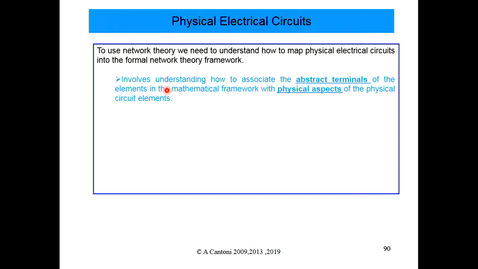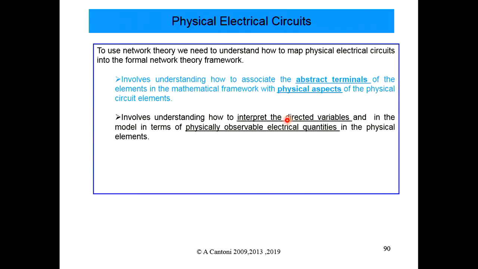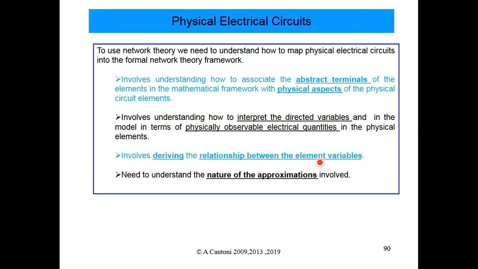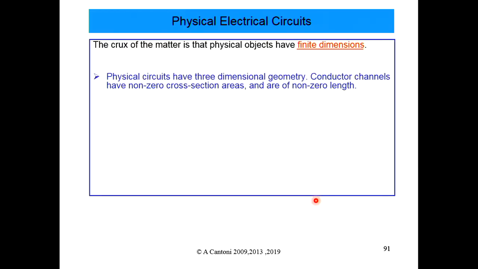So if we're going to use network theory to model things, we just have to check if we can actually fit the physical electrical circuit that we're going to make into this formal network theory framework, and if the axioms apply. So we have to understand how to associate the abstract terminals of the elements in the mathematical framework with the physical aspects of the circuit elements. That's an important thing, and understand the nature of approximations that are involved.